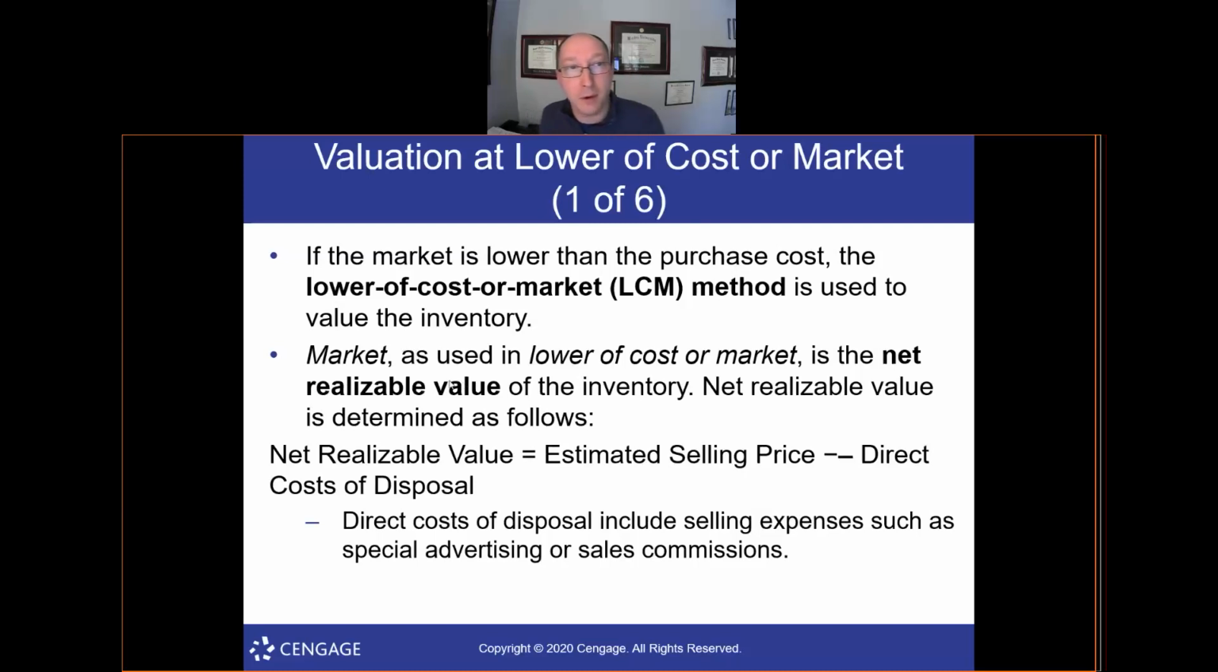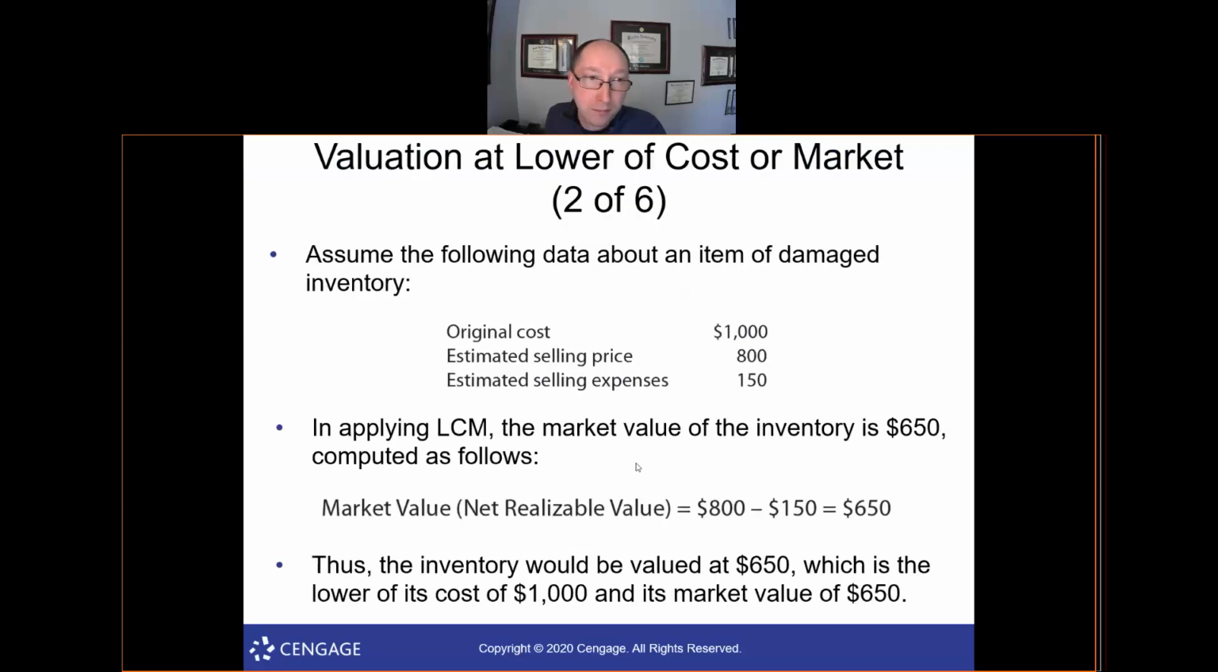There's one last method I want to talk about. It's called the lower of cost or market. Lower of cost or market is when we use whichever is lower, whether it's the cost or the market price. We use whatever the market price is. We do that by taking the estimated selling price minus the direct cost of disposal. Selling price minus cost of disposal.